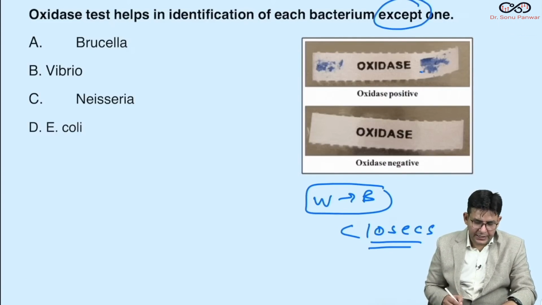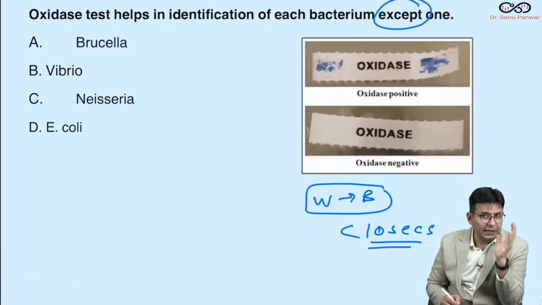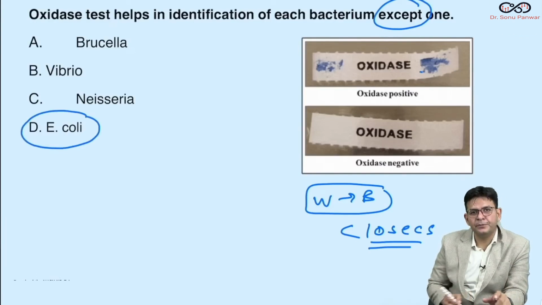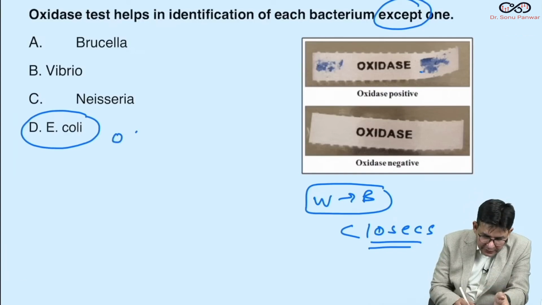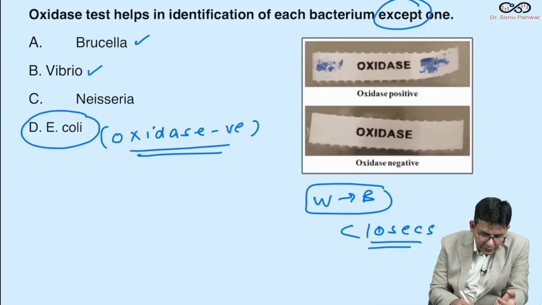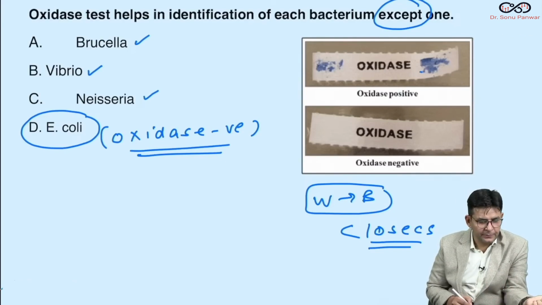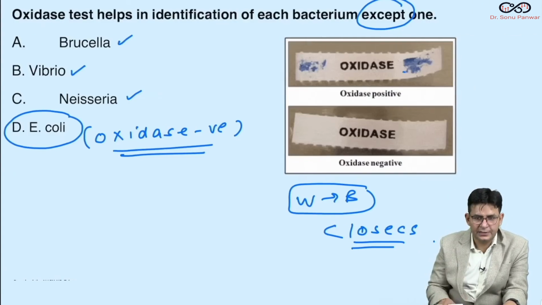Except. So guys, this is a slightly tricky question because you need to know a lot of things regarding this. But I should tell you one thing: if you are smart enough to exclude other things, then you can easily exclude E. coli. E. coli is an Enterobacteriaceae member, and the Enterobacteriaceae family is fully oxidase negative. So answer of ours is obviously E. coli, and smartly you have reached that because Brucella is oxidase positive, Vibrio is oxidase positive, and Neisseria, both gonococci and meningococci, are oxidase positive. Yeah, very right. So answer is D, E. coli. And this is the oxidase test.